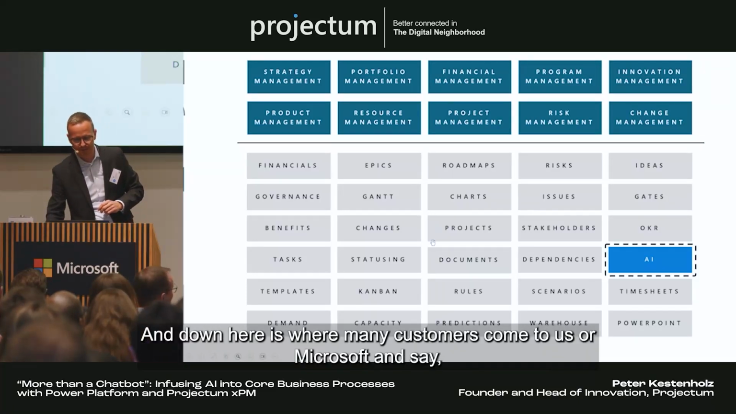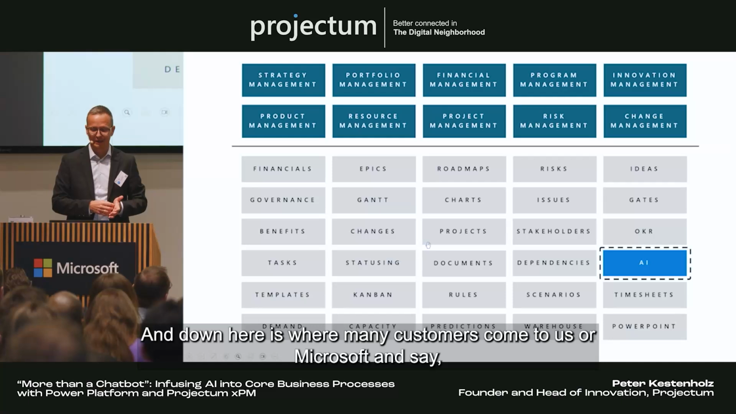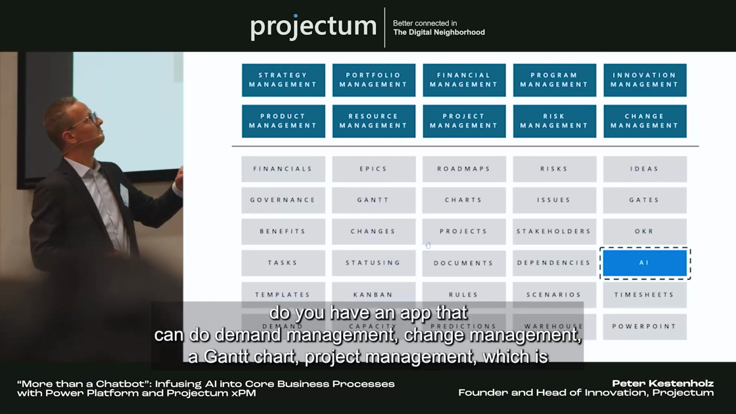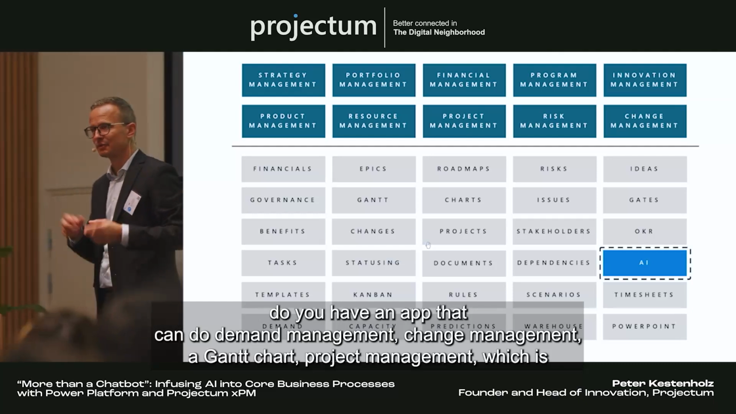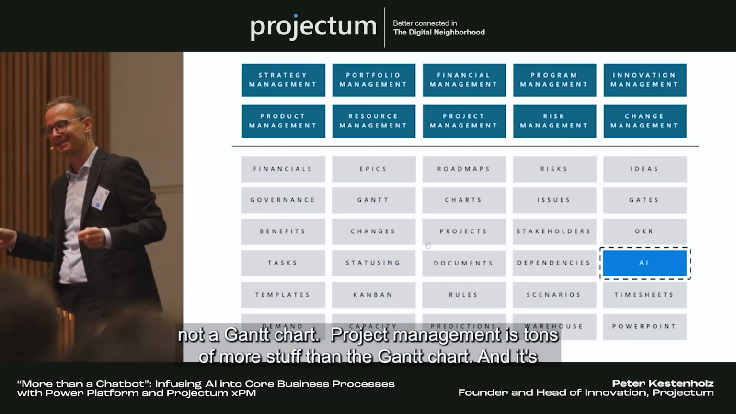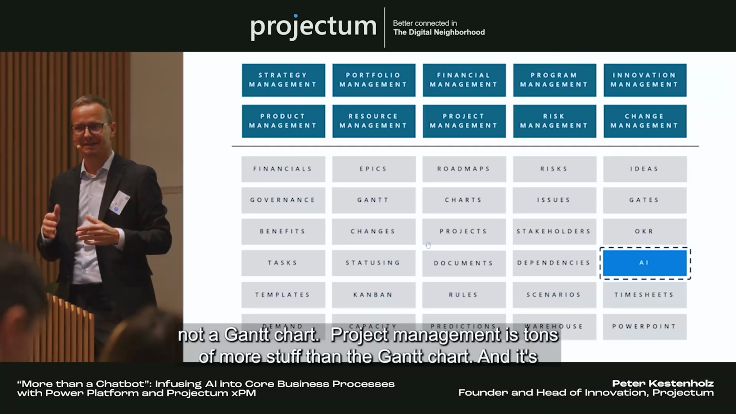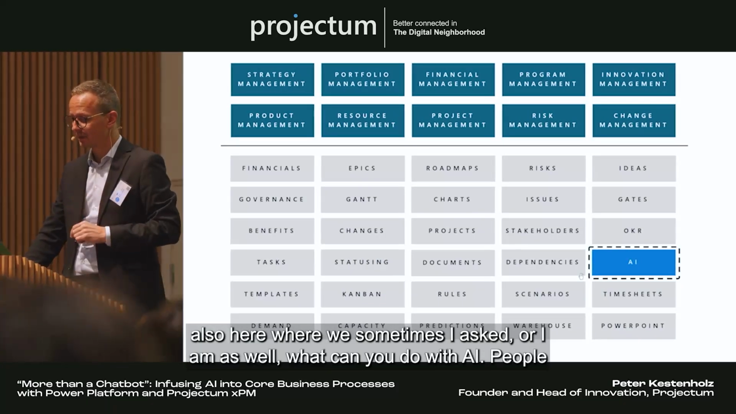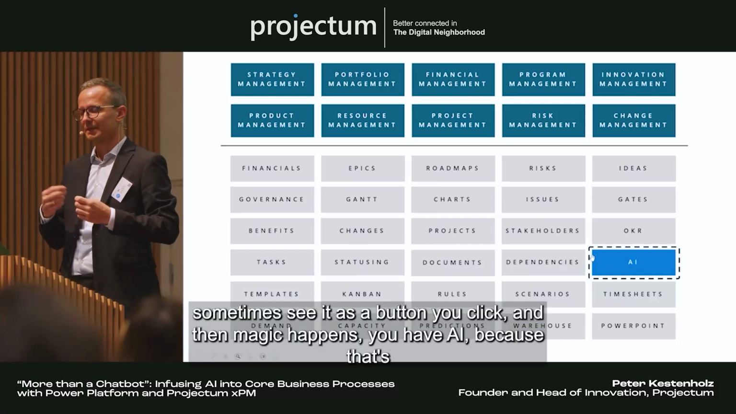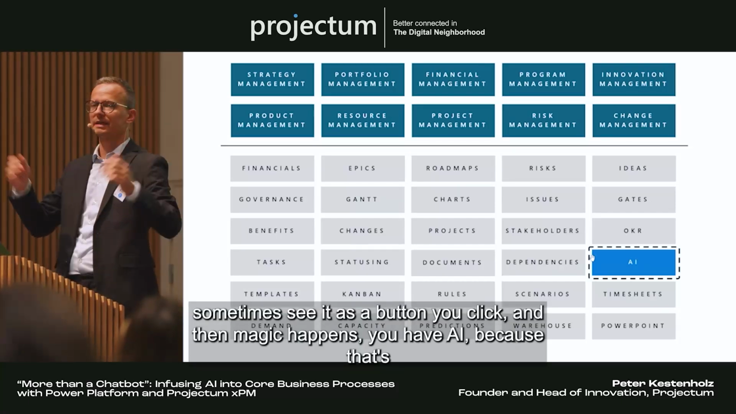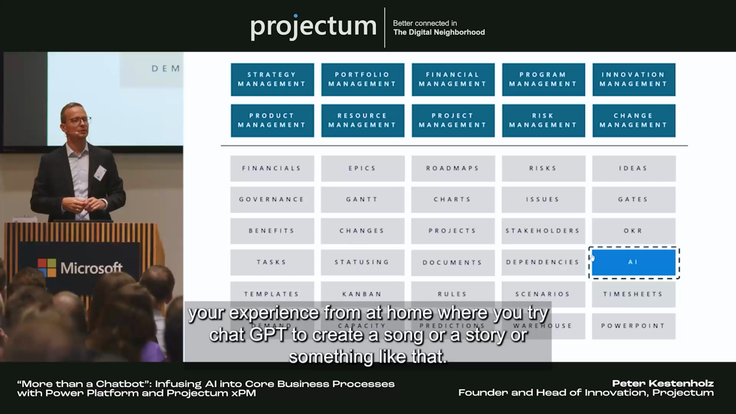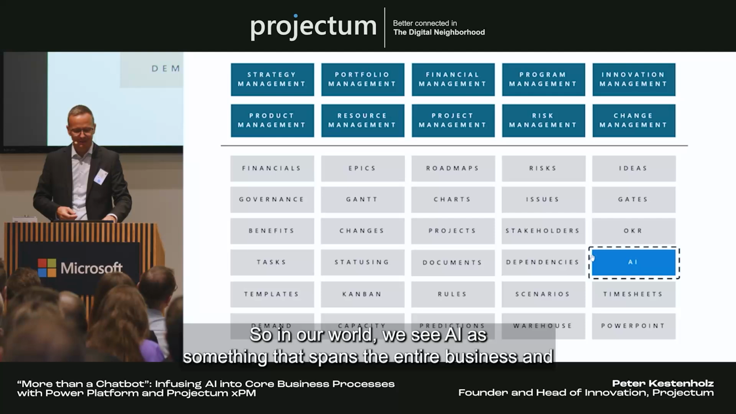And down here is where many customers come to us or Microsoft and say, do you have an app that can do demand management, change management, a Gantt chart, project management, which is not a Gantt chart. Project management is tons more than a Gantt chart. And it's also here where I sometimes ask, or I am asked, what can you do with AI? People sometimes see it as a button you click and then magic happens, you have AI, because that's your experience from home where you try ChatGPT to create a song or a story or something like that.